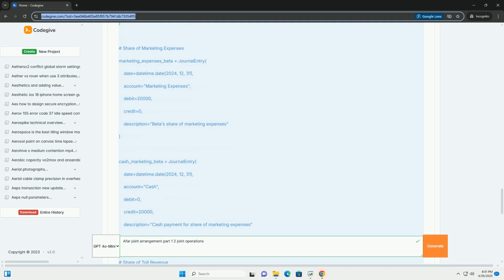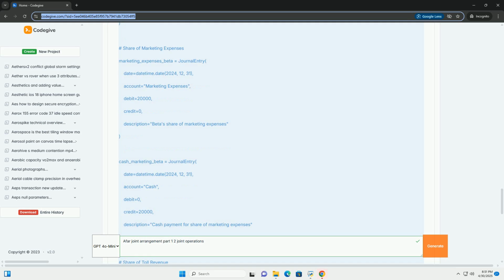Year 1 transactions. Alpha Corp incurred operating expenses of $100,000. Beta Incorporated incurred operating expenses of $150,000. Jointly incurred marketing expenses, $50,000. Toll revenue generated, $500,000. How Alpha Corp and Beta Incorporated would account for this.